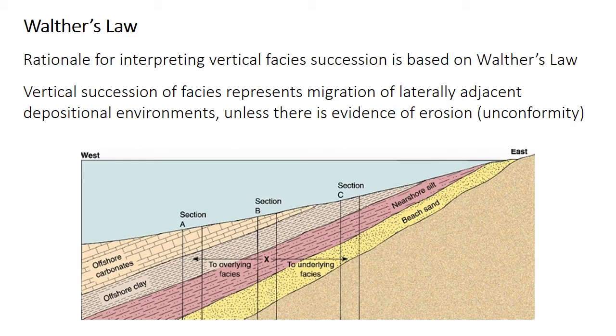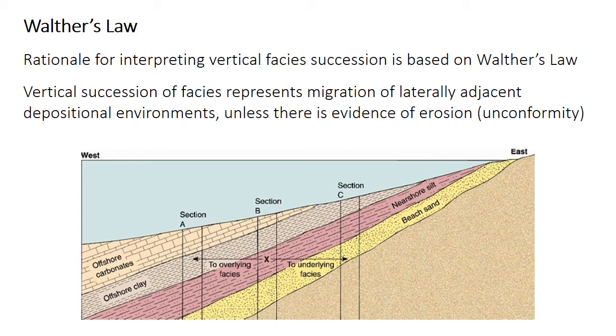In the example here, which depicts shallow marine environments, the beach sand is the shallowest environment, and it is next to or adjacent to the nearshore silt, which is next to the offshore clay, and finally the offshore carbonates. Because beach sand and nearshore silt are laterally adjacent environments, their deposits are vertically superimposed in any of the sections. In section C or in section B or in section A, the nearshore silt is always on top of the beach sand. The offshore carbonates are above the offshore clay, which is above the nearshore silt, and so forth.